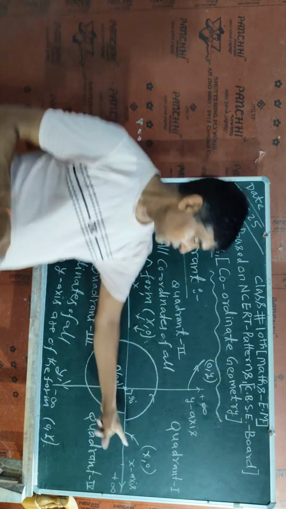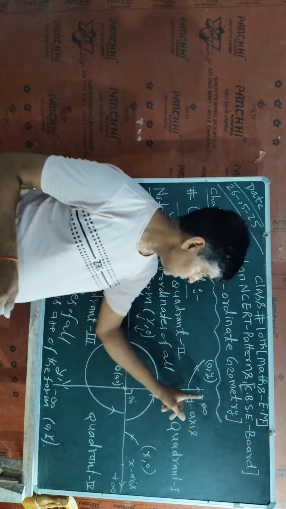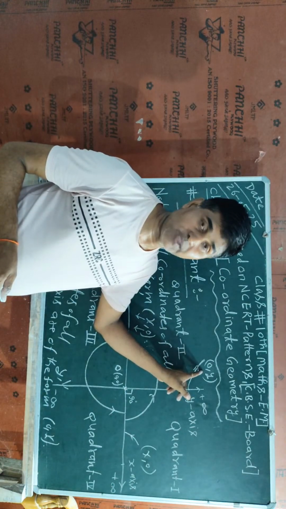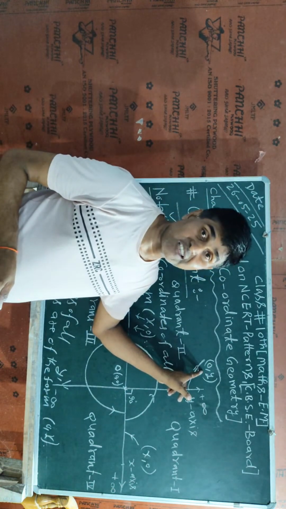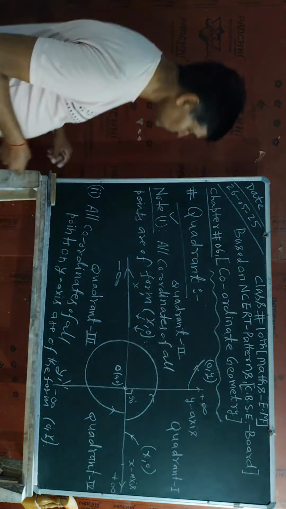Okay, student. If I take the x-axis, the y coordinate will be 0. If I take the y-axis, the x coordinate will be 0. This is very important. Each and every student has to remember it. Now I am also going to explain the next point.